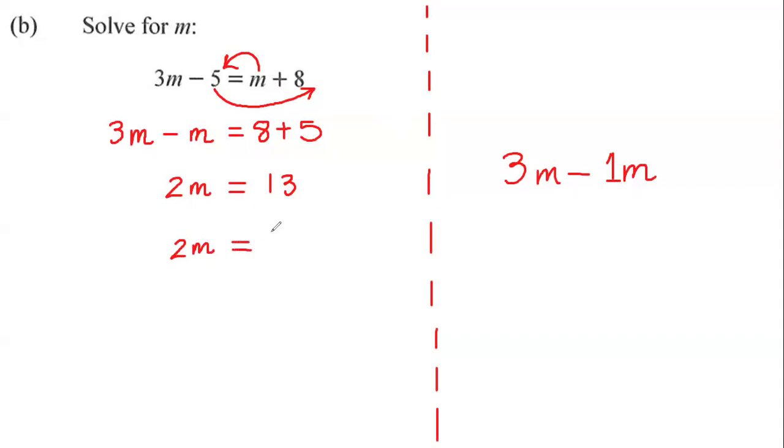So we have 2m is equal to 13. Divide both sides by 2. We cancel this with this, and so m is going to be equal to 13 over 2. What is 13 over 2? 6.5. Yes, m is 6.5.